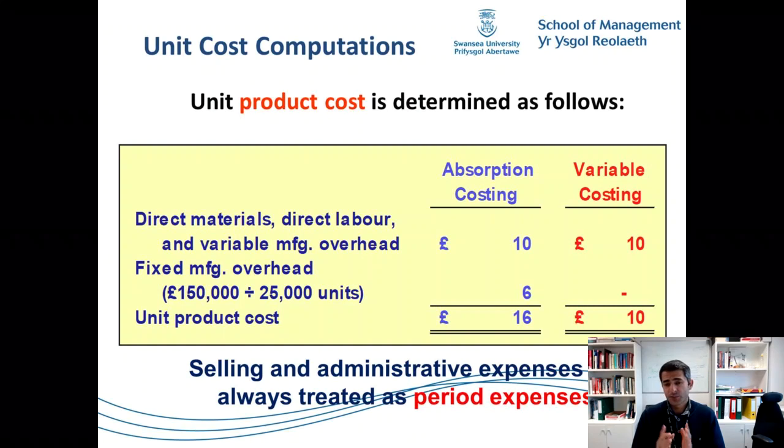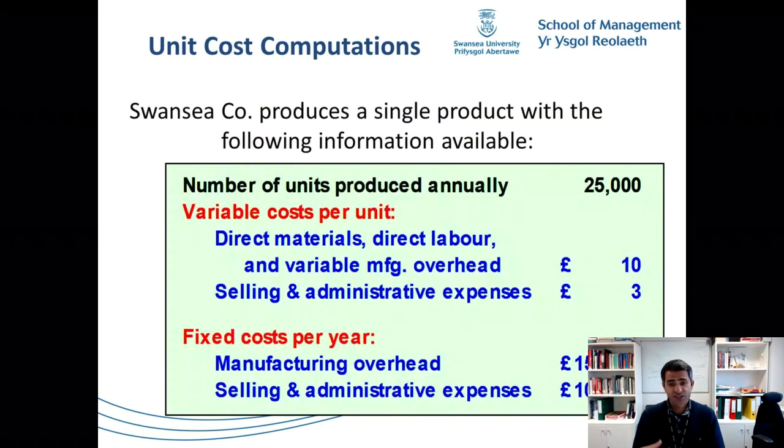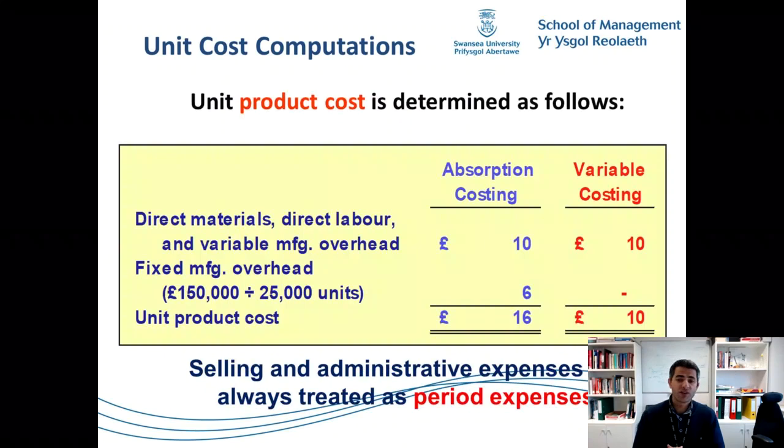Why £16? Because it does include the variable costing element, which is the material, labor, and variable manufacturing overhead, and according to the question, it's £10. And also, it does include the fixed manufacturing overhead, £6. But how did we calculate this? Very simple. The fixed manufacturing overhead, £150,000, you need to divide it by the number of units produced, 25,000 units, that's equal to £6 per unit, the fixed cost per unit. So if you add them together, that's £16. So £16 is the product cost per unit under absorption costing.